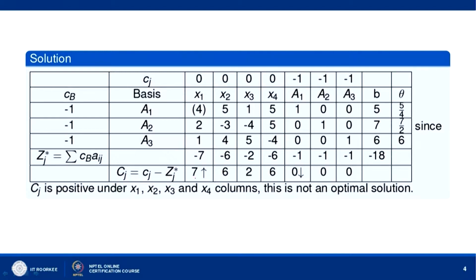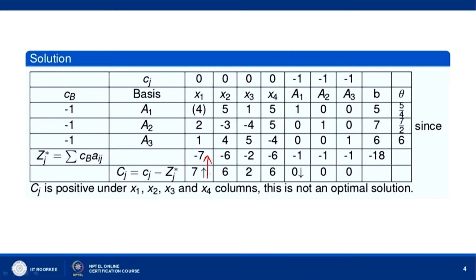Now, we can see here Cj is greater than 0 in the column corresponding to x1, x2, x3, x4. The maximum of all these positive values is 7. So, this is key column, this one is key column.